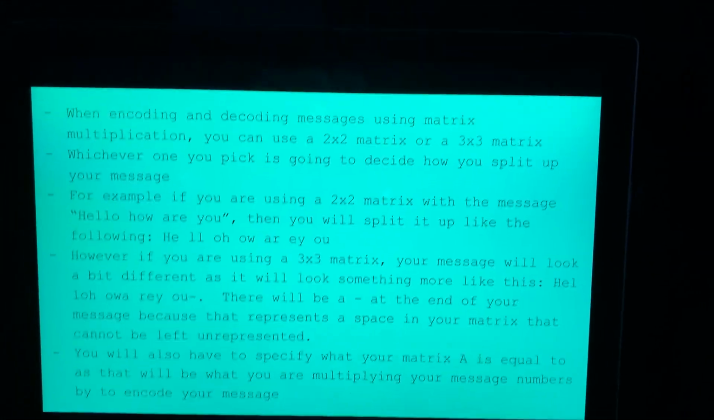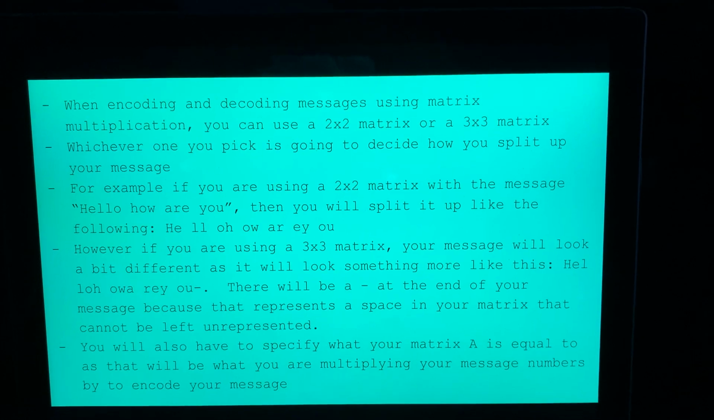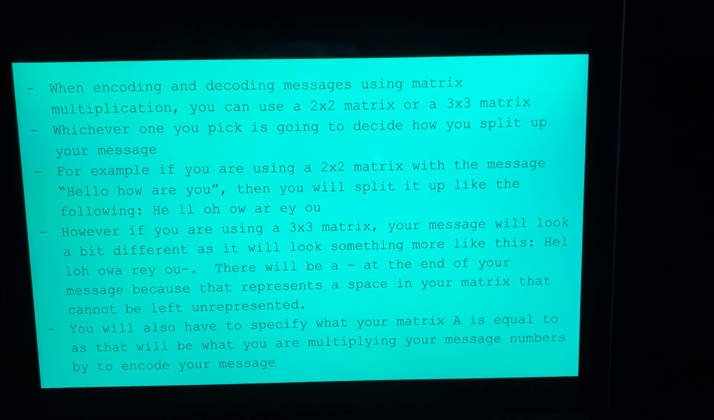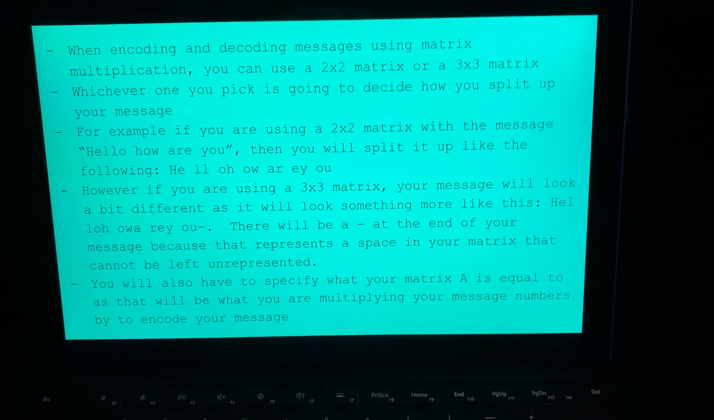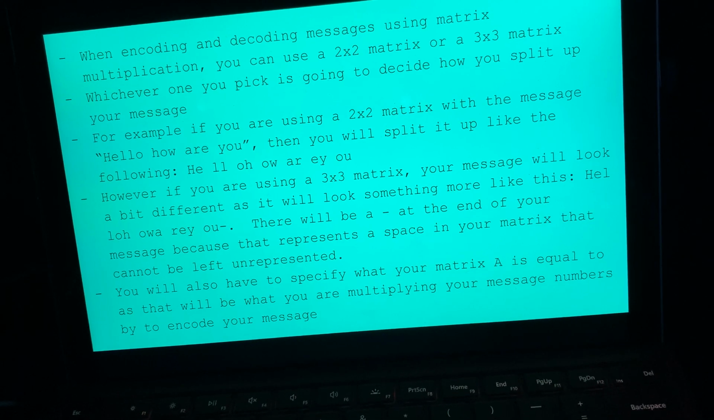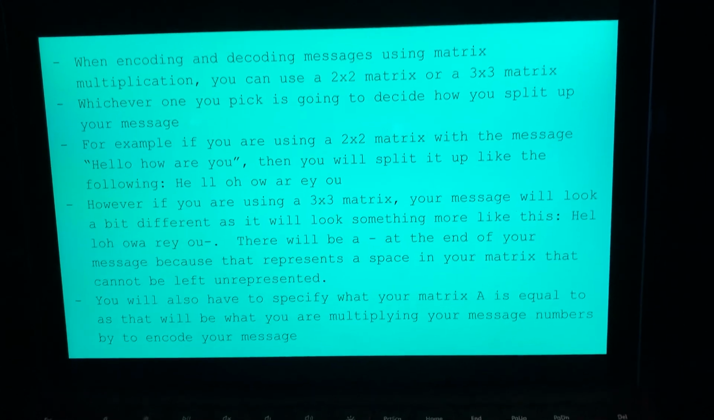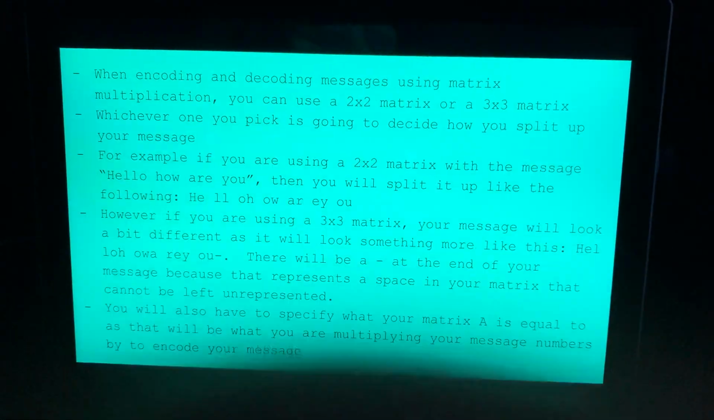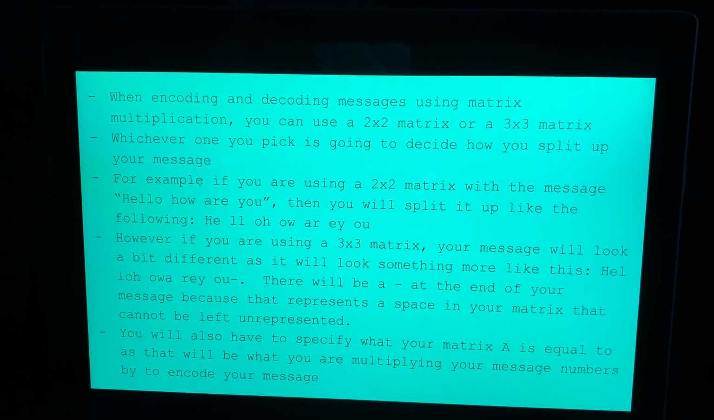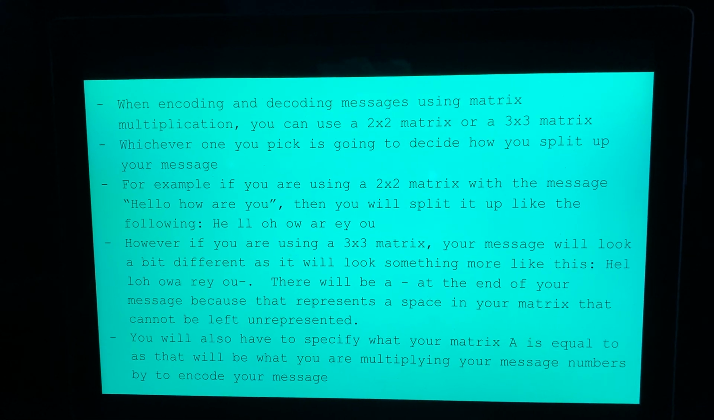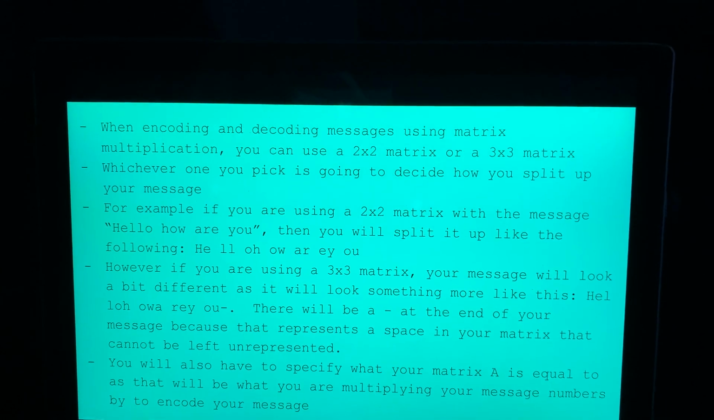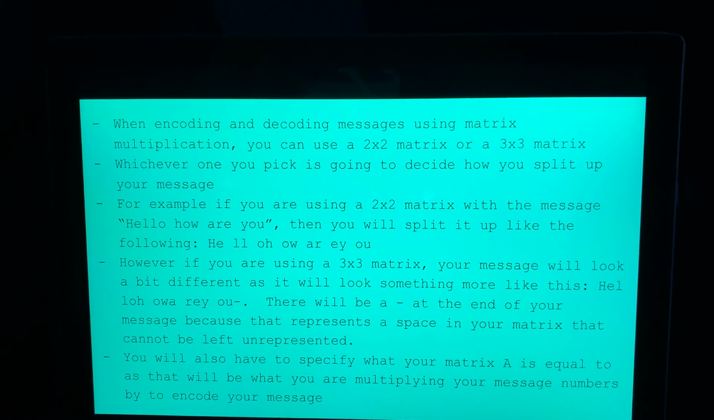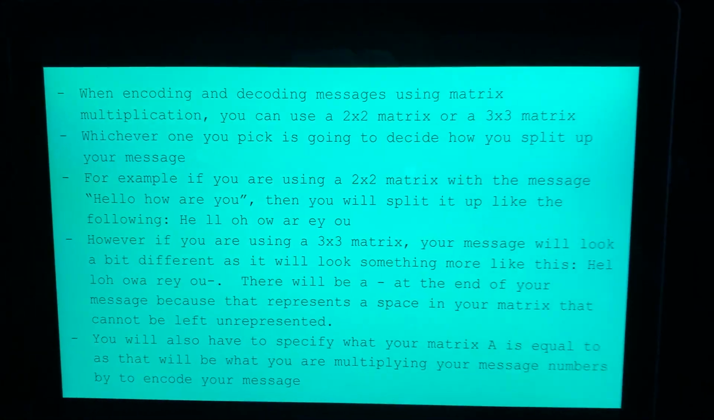When encoding and decoding messages using matrix multiplication, you can use a 2 by 2 matrix or a 3 by 3 matrix. Whichever one you pick is going to decide how you split up your message. For example, if you're using a 2 by 2 matrix with the message, hello, how are you? Then you will split it up like the following. Your first 2 by 1 matrix will be HE, followed by LL, OH, OW, AR, EY, OU. Obviously, it's going to be the numbers that correspond with that and not the letter.